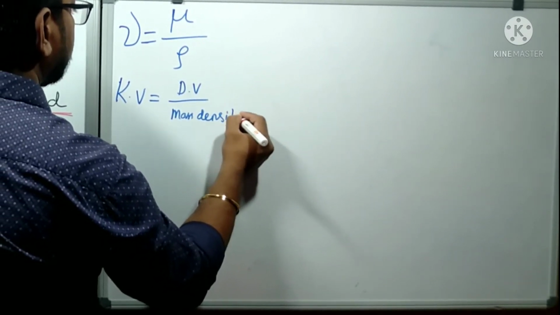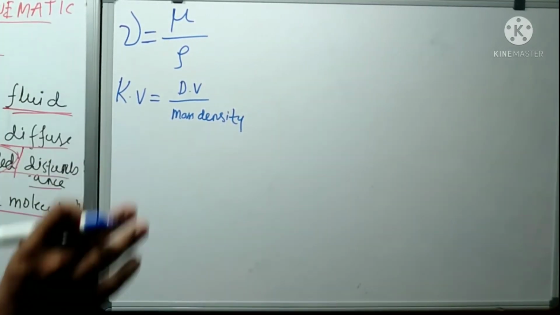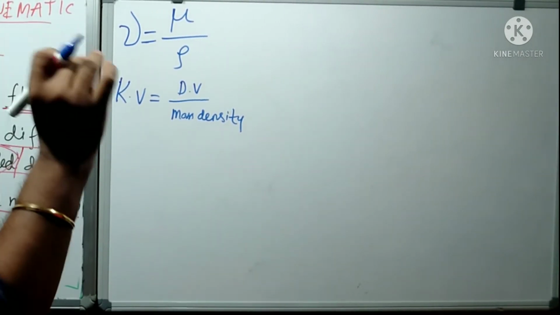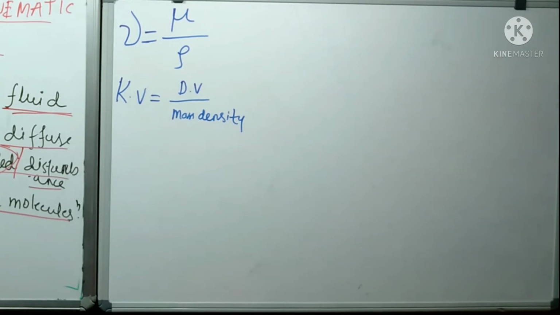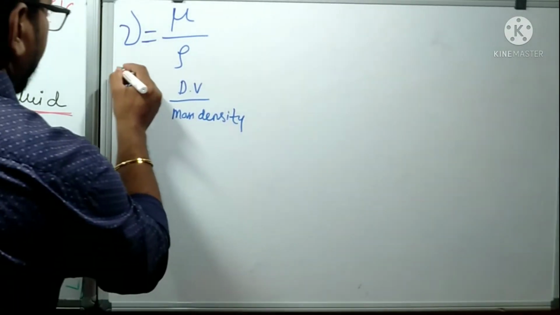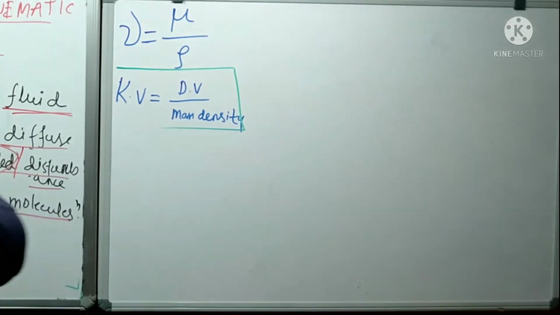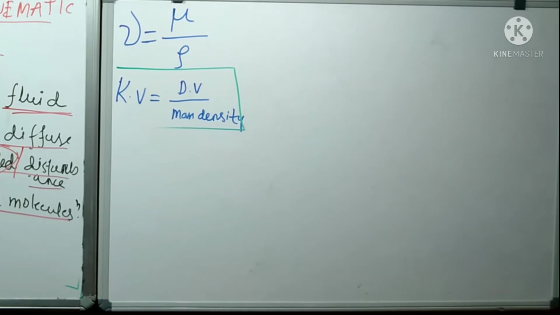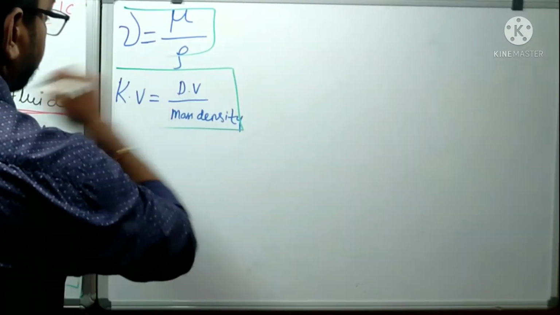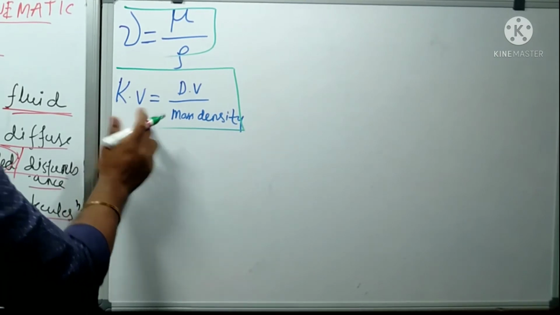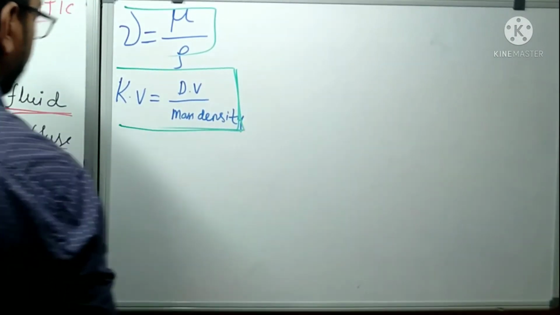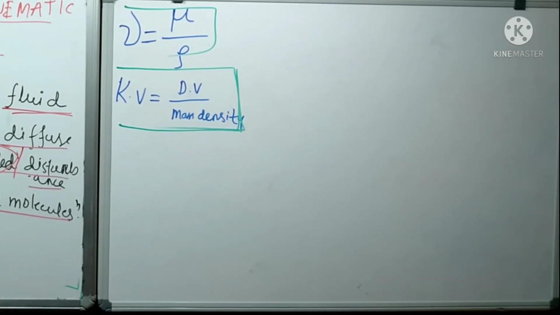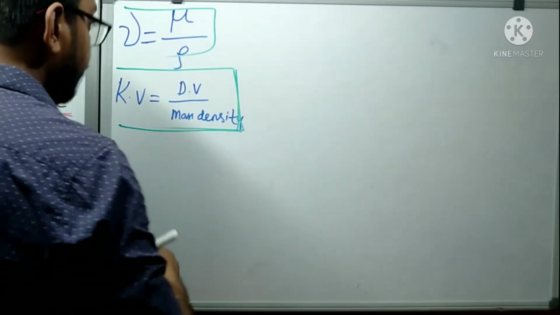Okay, mass density. So also we can say that the definition of kinematic viscosity is the ratio of dynamic viscosity and mass density. Clear? You will find in many books this is the definition of kinematic viscosity, thus it is the ratio of dynamic viscosity and mass density. Clear? And from the numerical point of view, it will be our basic tool. Okay, now we will go forward with units of kinematic viscosity.